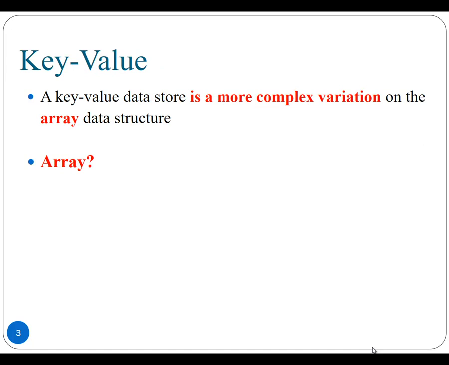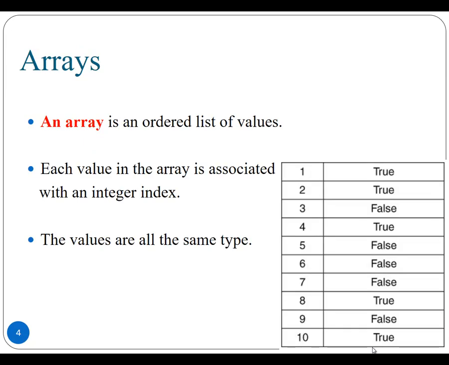A key value is a data structure or data store, which is a more complex variation of the array data structure. Okay, key value data structure is a more complex variation of the array data structure. Now, what is the array? You know what is the array, but I just want to remind you.